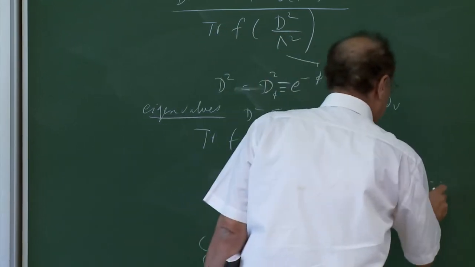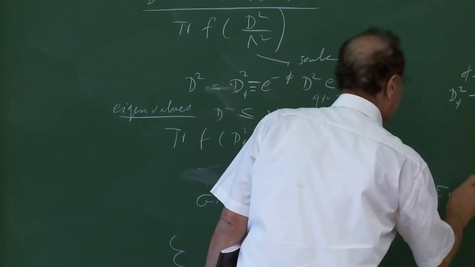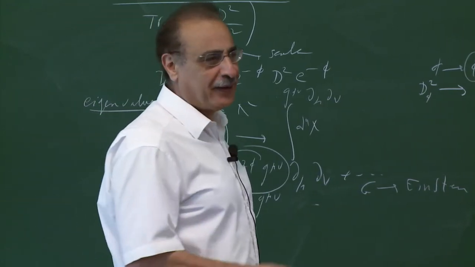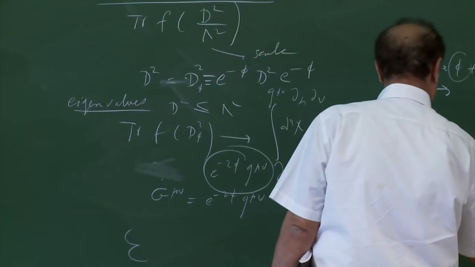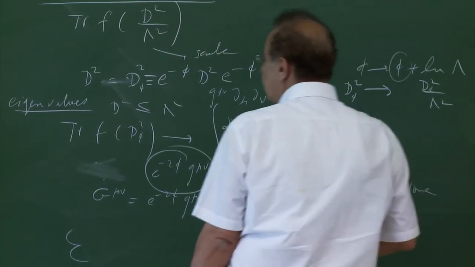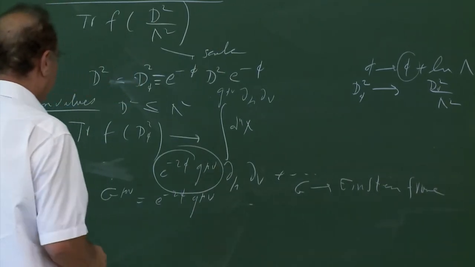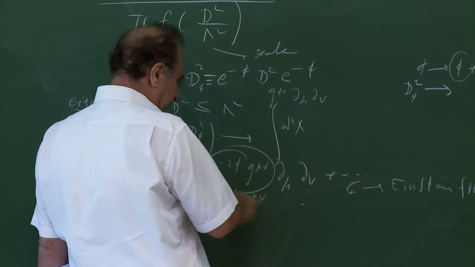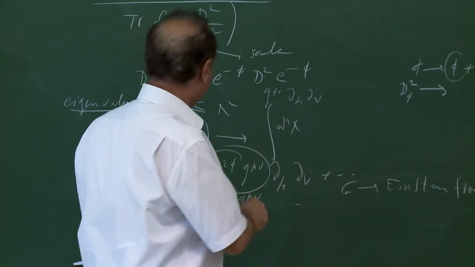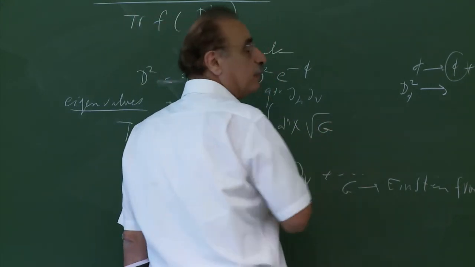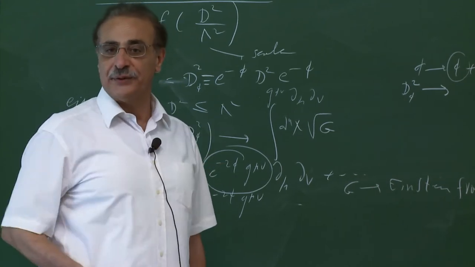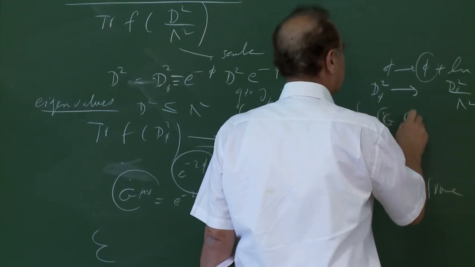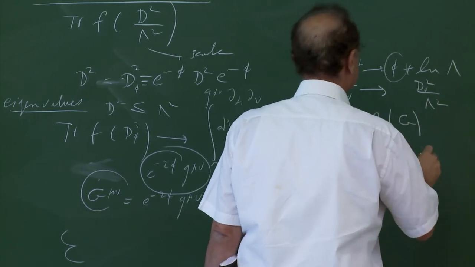This gives me the big capital G. It's bad notation to write capital G, because in general relativity capital G refers to the Einstein metric. But let me take the Einstein frame. And then one observes the following. In this Einstein frame, in which the metric has been rescaled, the spectral action becomes like this. This phi disappears. And then the next term will be root g R of g.